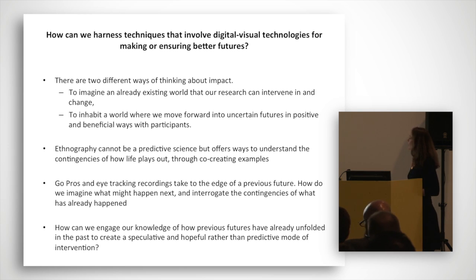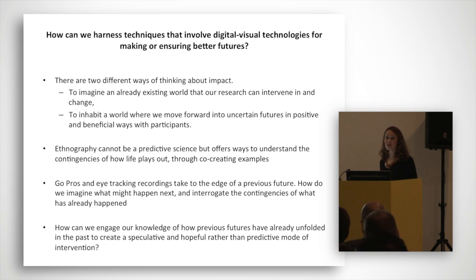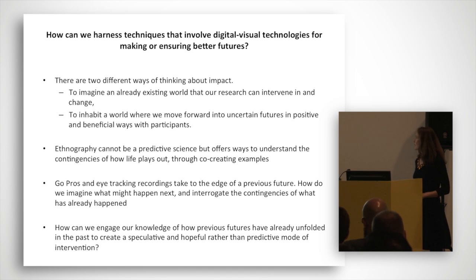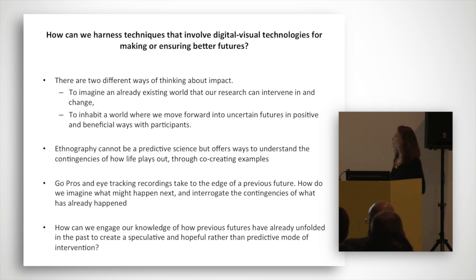The fourth question then is, how can we harness techniques that involve digital visual technologies for making or ensuring better futures? Should our research just be about understanding the present, reflecting on the past, or should our research be about working with participants and stakeholders in projects to move on into a different future? How can we do that? So again, I think these two discourses about improvisation and innovation come into this question as well, and they also come into the impact discourse. So there are two different ways of thinking about it. Are we imagining an existing world that our research could intervene in and change, or are we thinking about how we inhabit a world where we move forward into uncertain futures in positive and beneficial ways with participants?